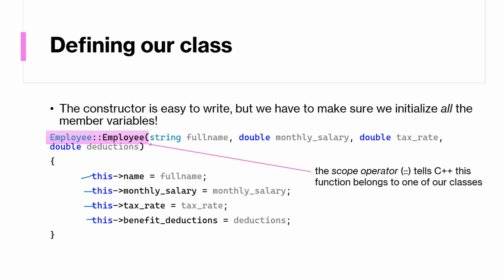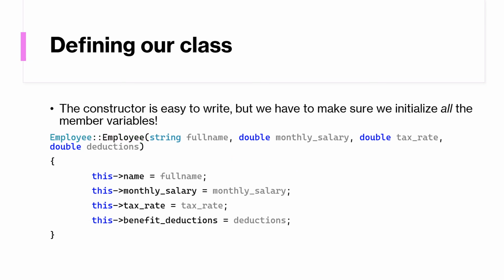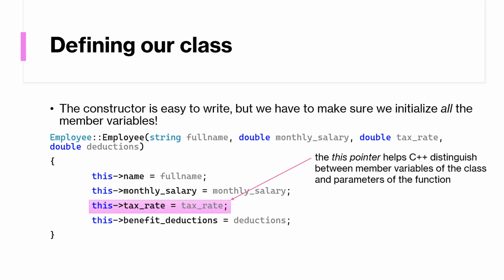You'll notice the use of the scope operator, the double colon, that tells C++ this function belongs to one of our classes. And you'll notice the use of the this pointer that helps C++ determine which side of the equation is the member variable, it's the one that this points to, and which side is the parameter of the function that's been sent here by the main program to set up our object.